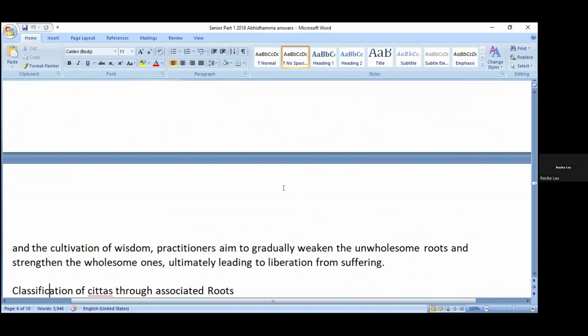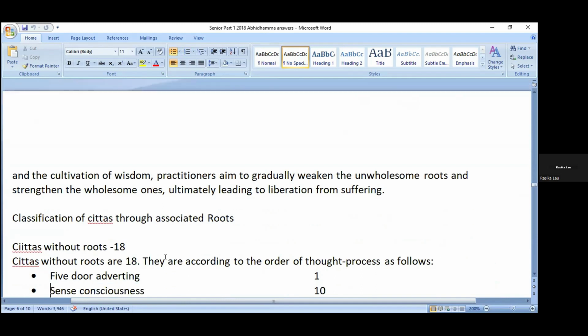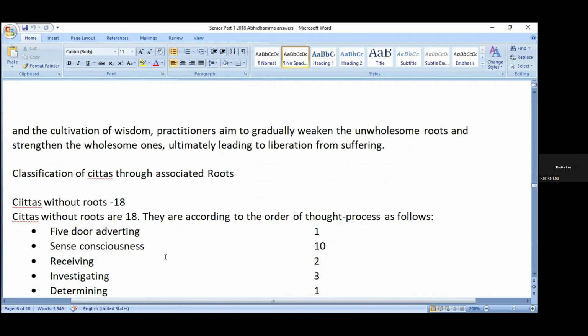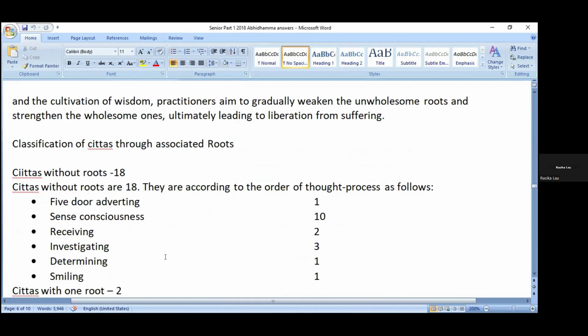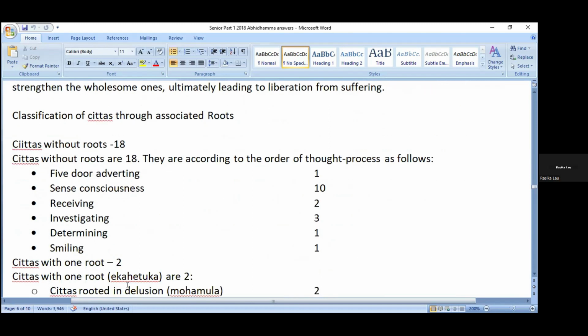So the next one, classification of chitta according to associated roots. Chitta without roots total 18. So what are the 18? Five-door sense consciousness, 10; receiving, 2; investigation, 3; determining, 1; smiling, 1. I think it's in the YMBA notes. Then chitta with 1 root, hetuka, there are 2 of them: the chitta rooted in delusion, 2.